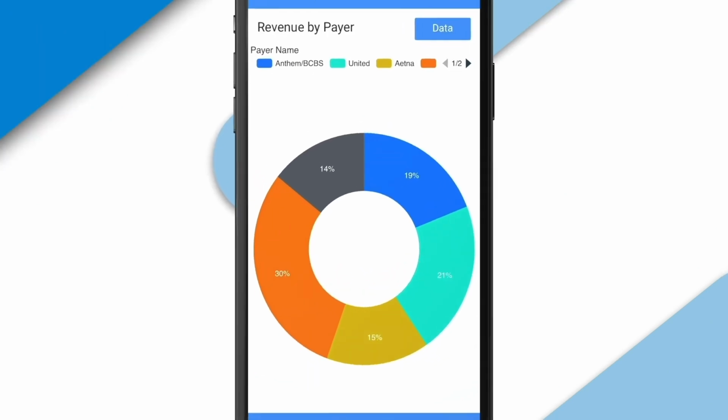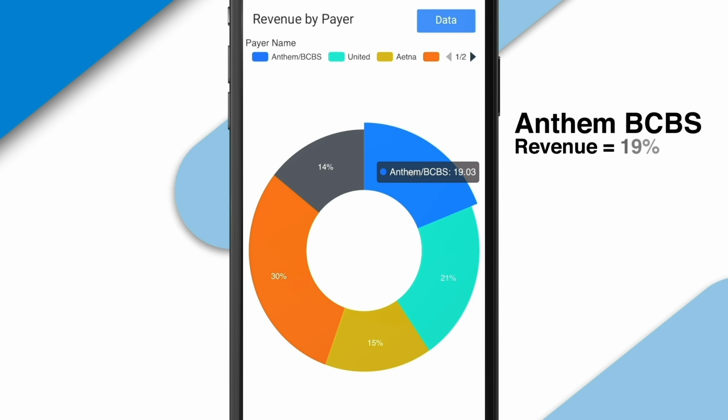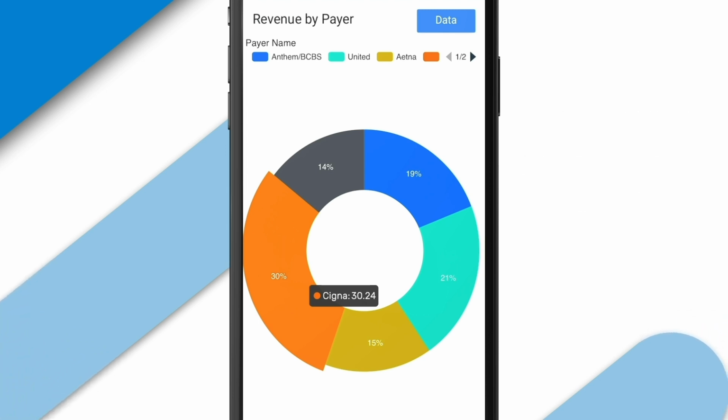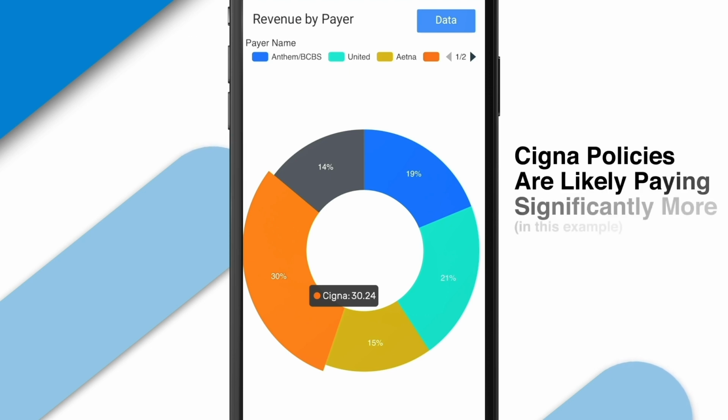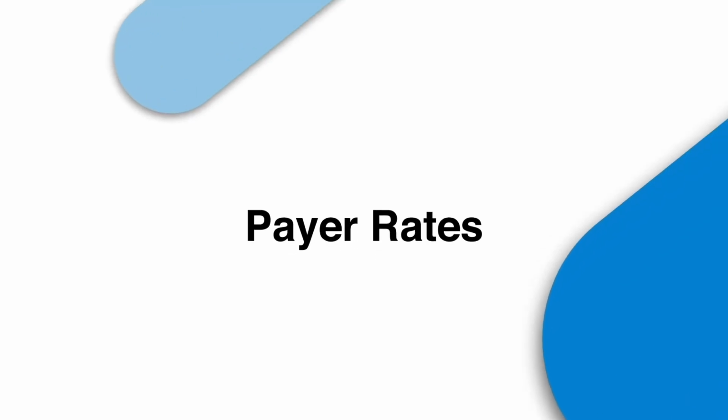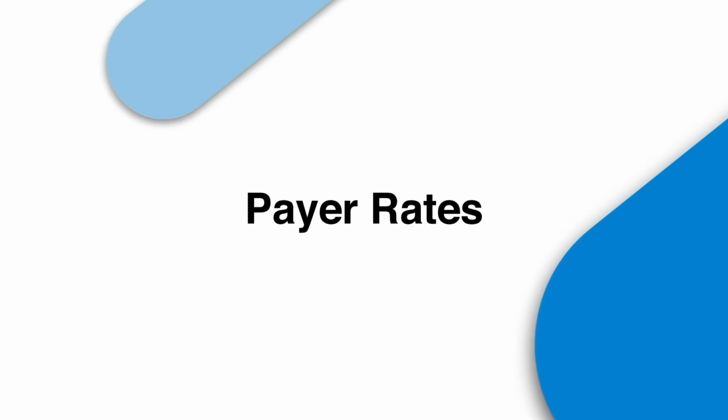In this example, we can see that Anthem Blue Cross Blue Shield makes up approximately 19% of this facility's revenue, while Cigna makes up approximately 30%. As we saw earlier, Anthem Blue Cross Blue Shield made up 36% of this facility's census, while Cigna only made up 17%, meaning that Cigna policies are likely paying significantly more for the same services than Anthem Blue Cross Blue Shield policies are. The Payer Rates feature will tell you what percentage you are getting paid by each payer for each dollar you bill them.